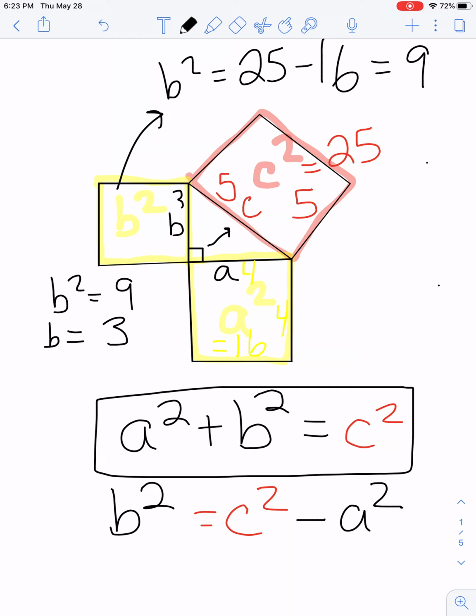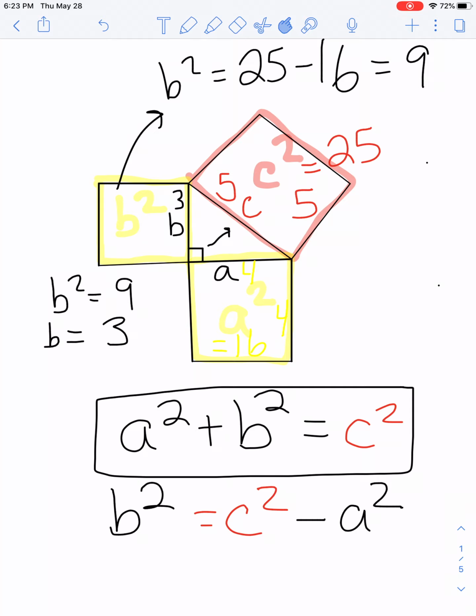So this is my famous 3, 4, 5 right triangle. This is going to come in handy when we're working with a 3D shape like a cone, and we're given the slant height and the radius, but maybe we don't know the height of the cone, and so we can't find the volume without that.